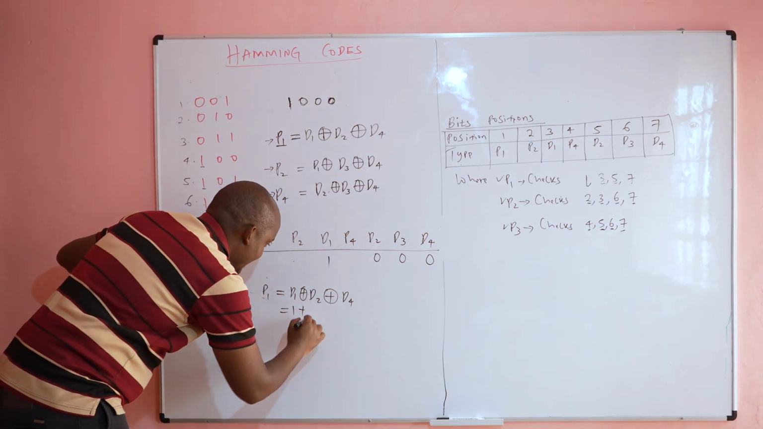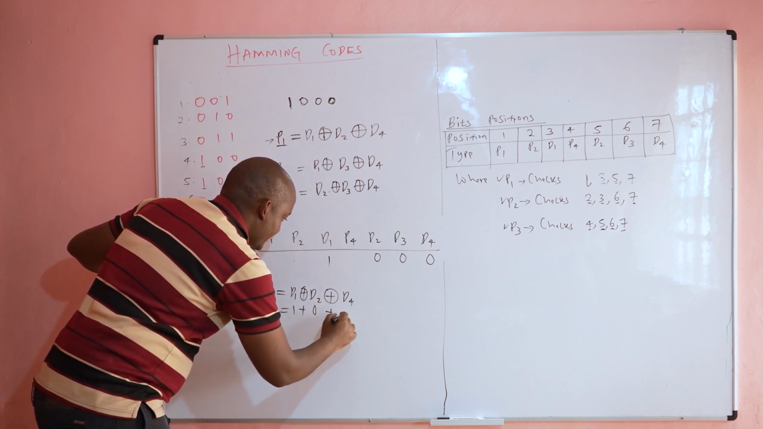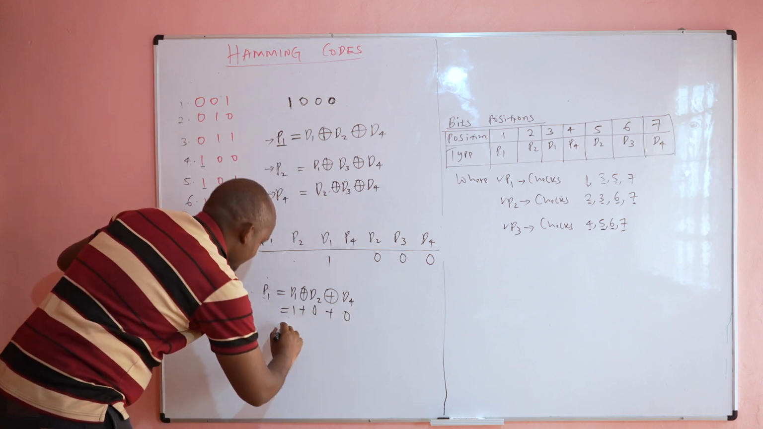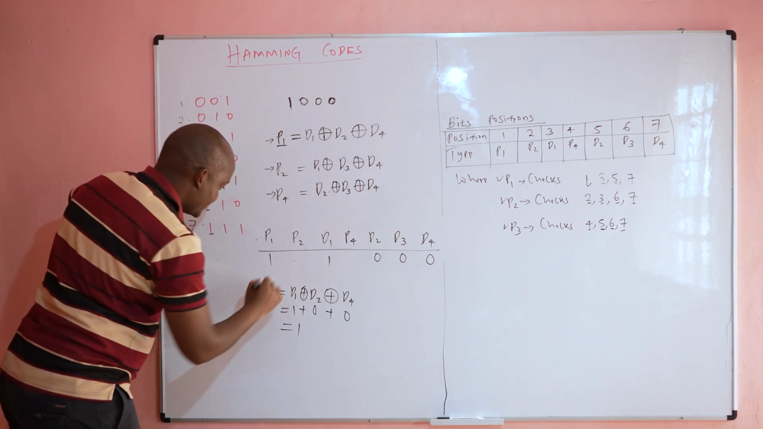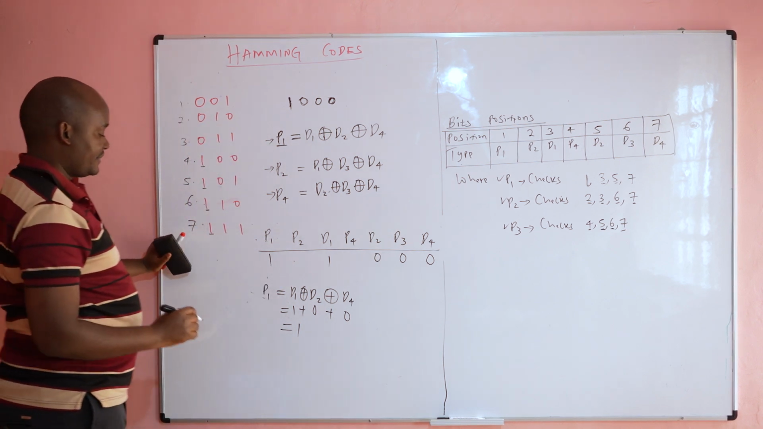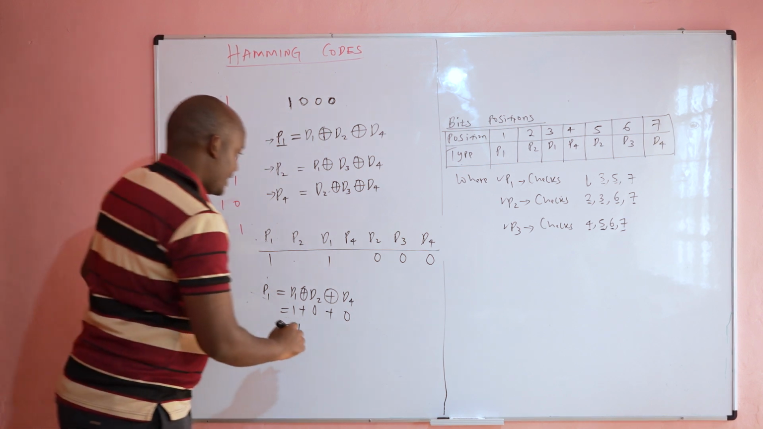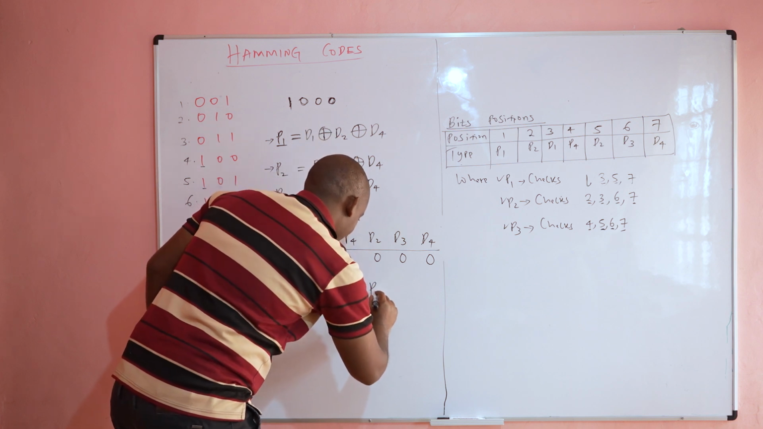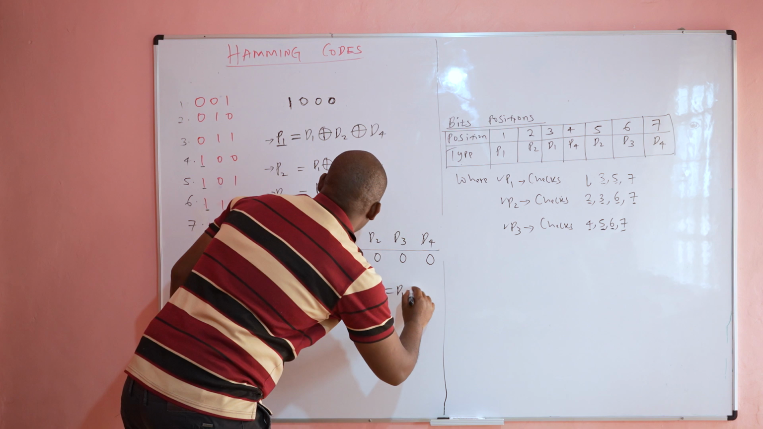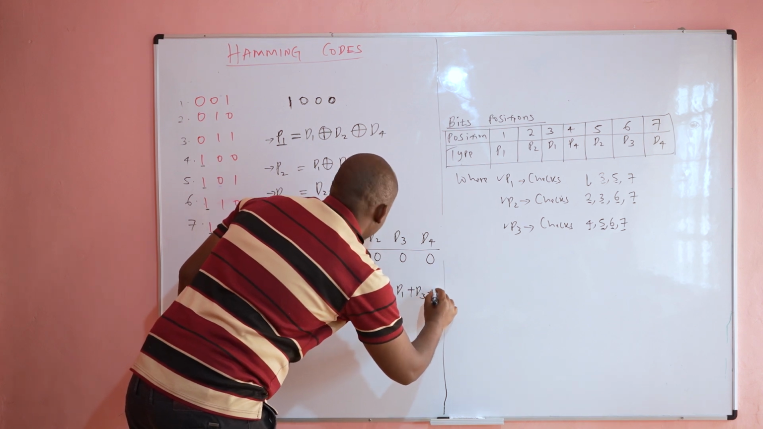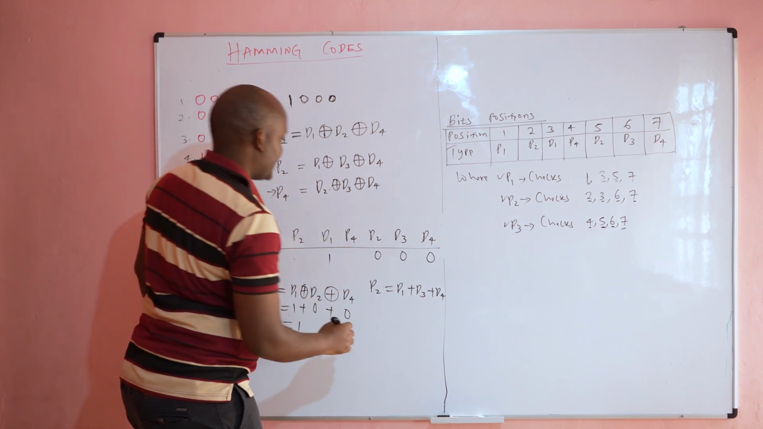The value of D1 in this particular table is 1, plus the value of D2 is 0 and the value of D4 is 0. So this will give us 1. So in this particular position we have 1. That is, parity bit 1 will be equal to 1. So how about parity bit 2? This is given by D1 plus D3 plus D4.